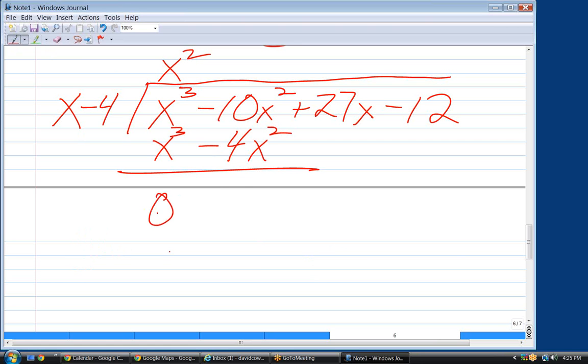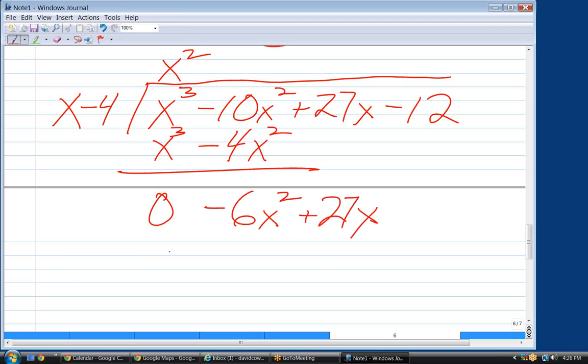X cubed minus x cubed is 0. You've got a minus 10 minus a minus 4. So it's minus 6. Bring down the next term. Repeat. Just repeat. What's the next step?